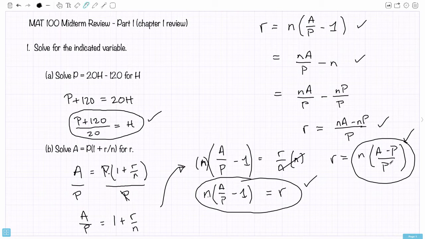Doing it this way, you realize that what would happen is that it would have been a different situation if I had distributed the p and then come back and divided by that p later. It would have looked like this. Okay, so that's the end of that one.